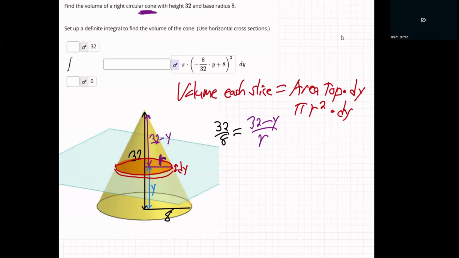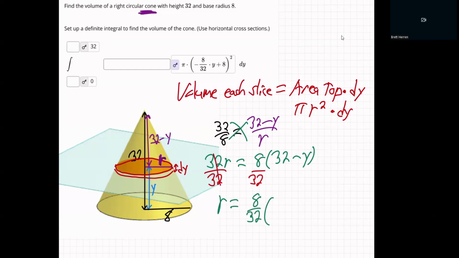So equal triangles, those are similar triangles. And so now we can go diagonal, diagonal. 32r is 8 times 32 minus y. Don't distribute that. Just divide by the 32 now. Boom. So r is 8 over 32. You can reduce that to be a fourth, but I'm not going to bother. Like that, 8 over 32 times 32 minus y. And so that's the radius.